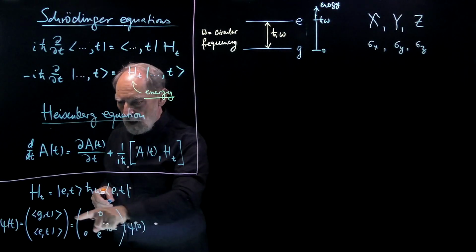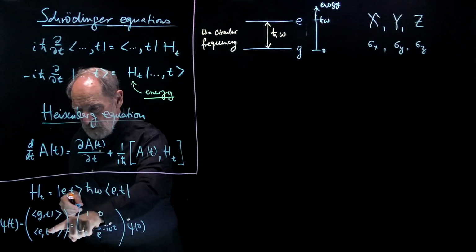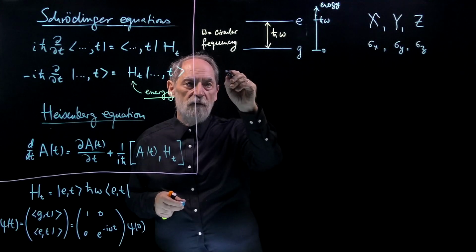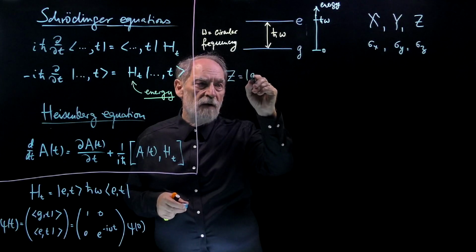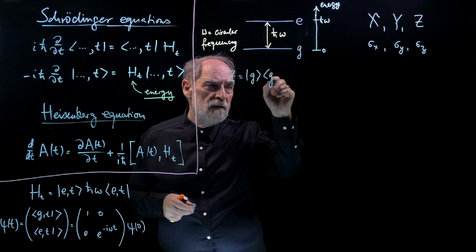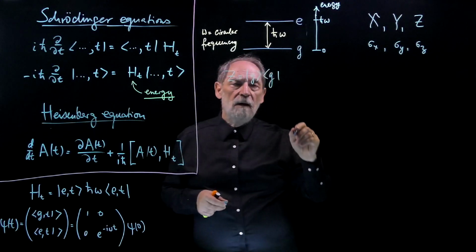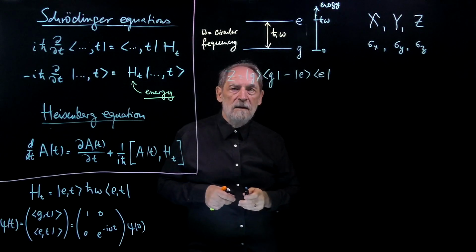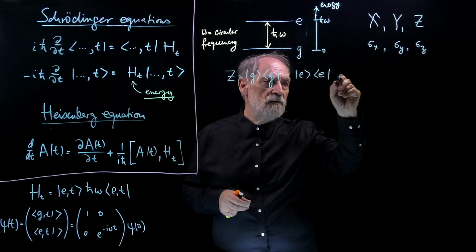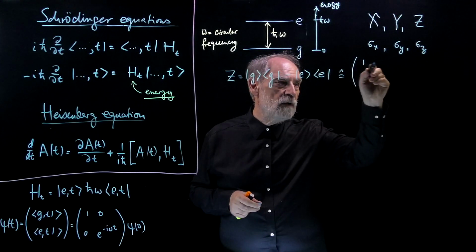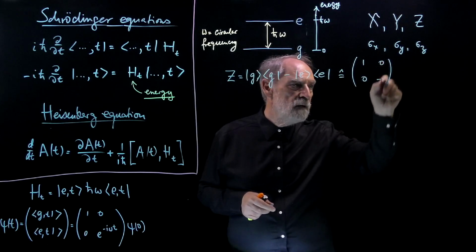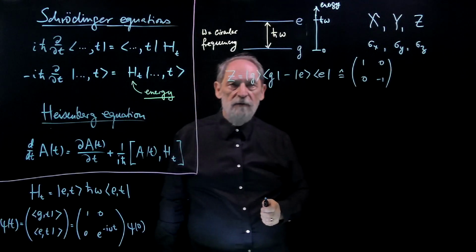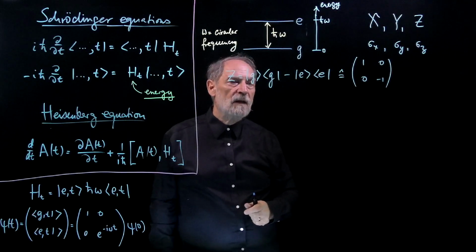So, since our wave functions are made of components for the ground state and the excited state, the natural choice for z is the ground state ket bra minus the excited state ket bra. Because then z is represented by a matrix which is 1, 0, 0, negative 1, and that just goes nicely with this kind of choice for the wave functions. So let's stick to this.